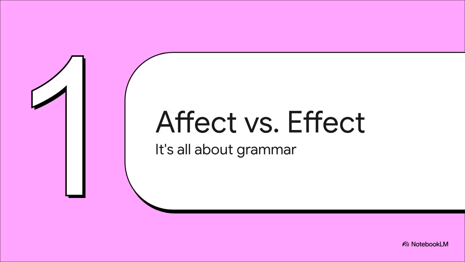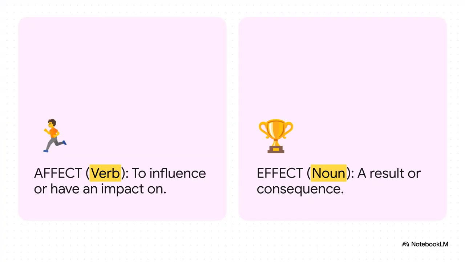First up is this classic grammar trap. But honestly, the secret to getting affect and effect right almost every single time just comes down to understanding the job they do in a sentence. Okay, this is the simplest way to think about it. Just remember this. Affect is an action. It's a verb. Effect is the end result. It's a noun. A for action, E for end result. That's it. That's the core of it right there.